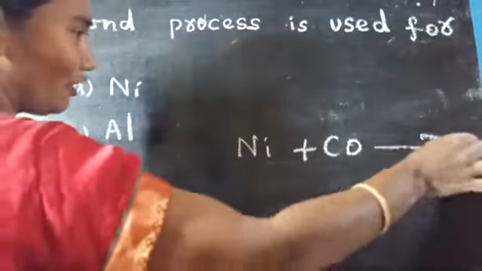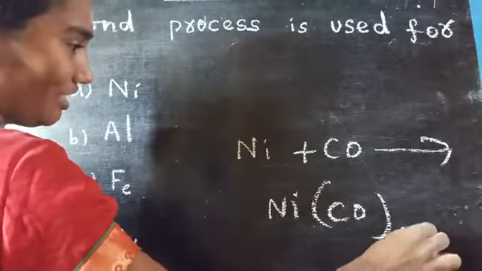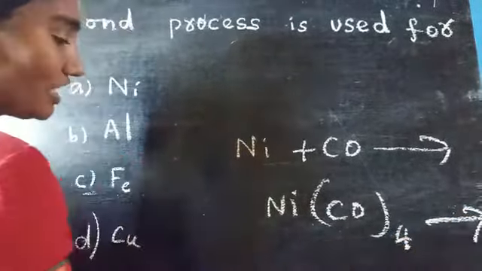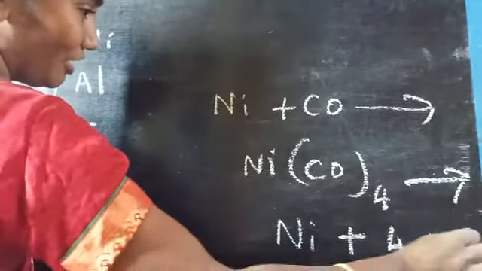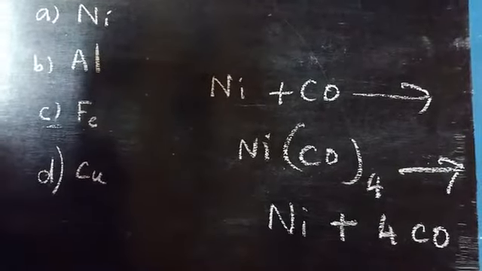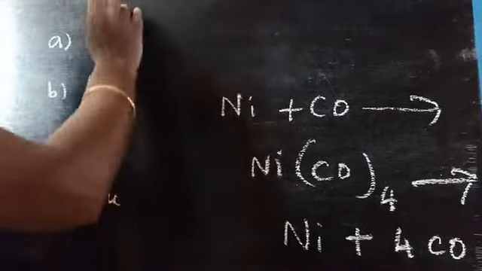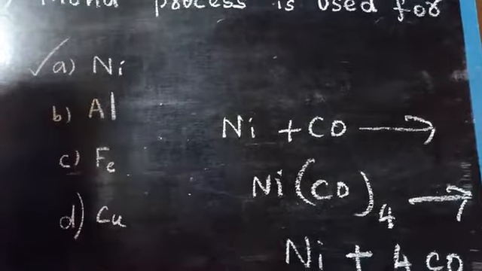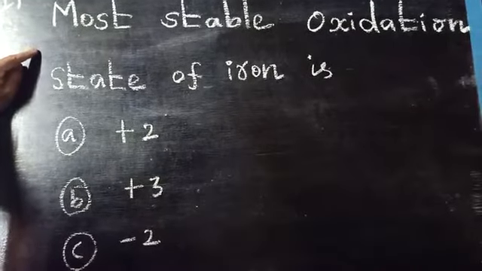To form nickel tetracarbonyl. Again this tetracarbonyl decomposes to give pure nickel as well as carbon monoxide. This is a volatile substance that is evaporated, so now we get pure nickel. So what is the correct option? Option A, nickel.